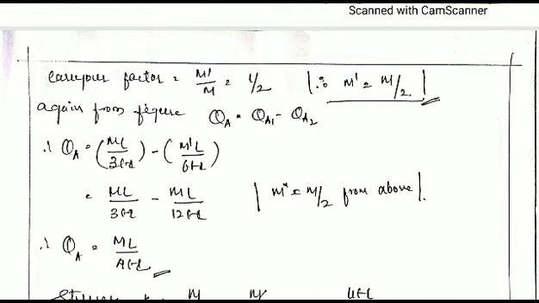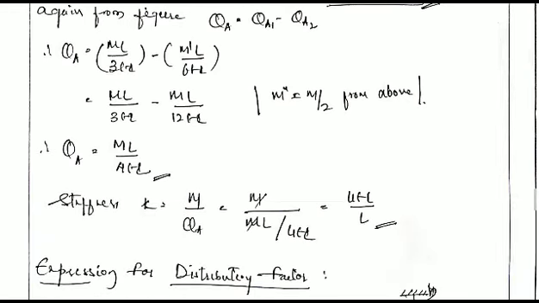But from the above expressions we know that M dash, the developed moment, equals half of the applied moment, that is M by 2. So substituting M dash equals M by 2 in this equation, we get theta A equals ML by 3EI minus M by L into 2 times 6 by EI, that is 12EI. So taking the LCM, finally we get the rotation theta A equals ML by 4EI.